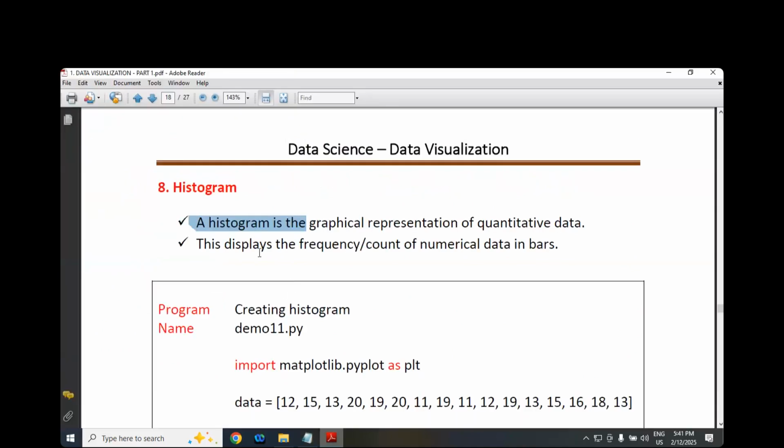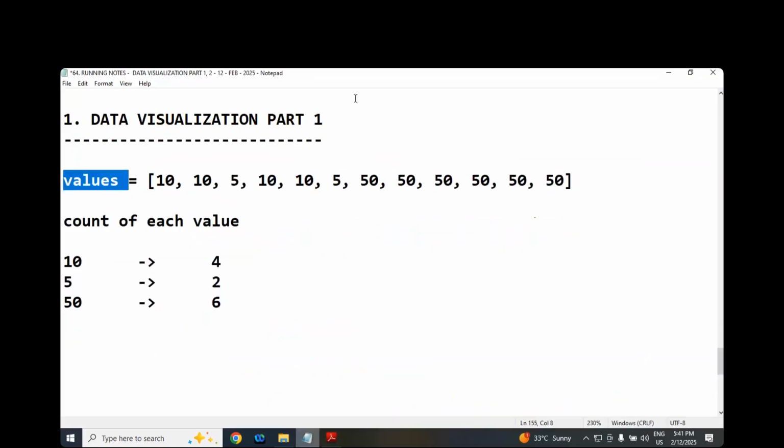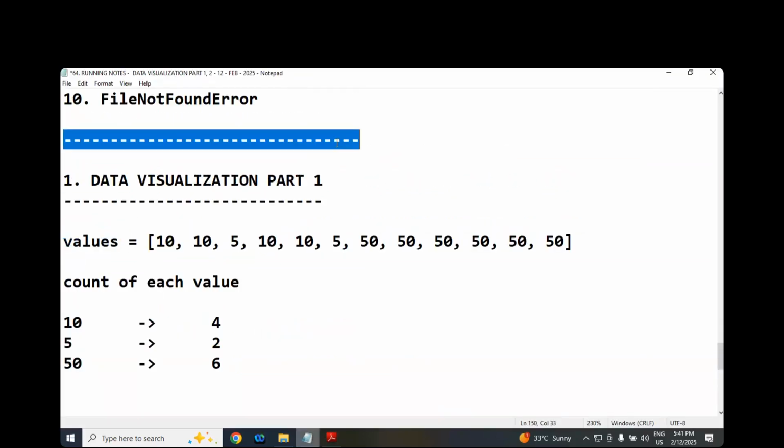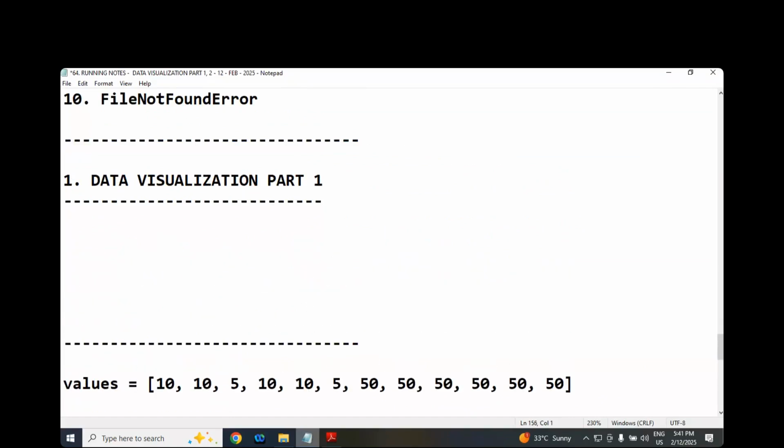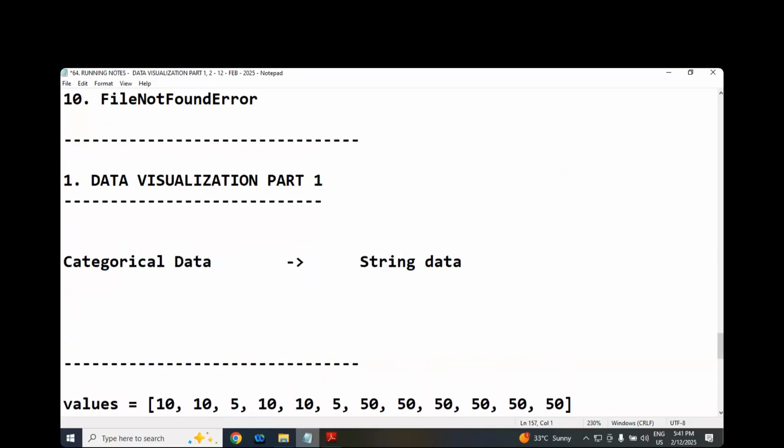Good. The histogram is the graphical representation of quantitative data. When I say quantitative data, since yesterday the terminology has slowly started. Listen carefully, this is a terminology alert. Whenever you are talking about categorical data, it is a categorical data, which simply means it is string data, something like a string value.